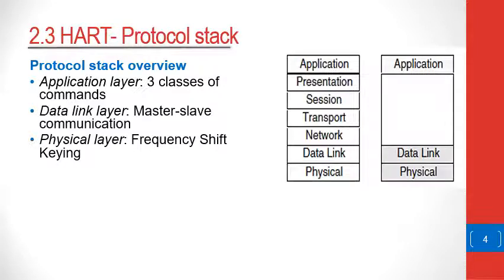In terms of the protocol stack, as is typical with field bus technologies, HART implements 3 layers, which are the physical layer, the data link layer, and the application layer. The key characteristics are that the physical layer uses frequency shift keying. At the data link layer, we have a master-slave communication paradigm, and at the application layer, it uses 3 classes of commands.